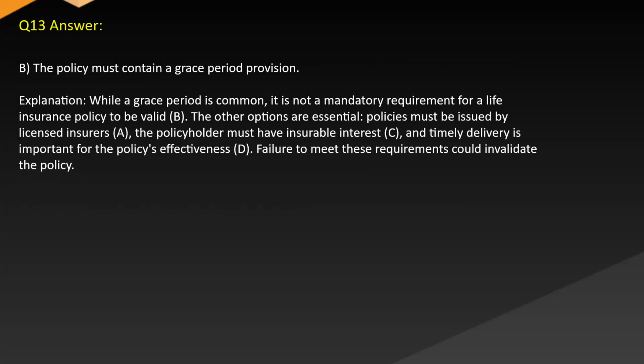Answer: B. The policy must contain a grace period provision. Explanation: while a grace period is common, it is not a mandatory requirement for a life insurance policy to be valid. B. The other options are essential. Policies must be issued by licensed insurers. A. The policyholder must have insurable interest. C. And timely delivery is important for the policy's effectiveness. D. Failure to meet these requirements could invalidate the policy.